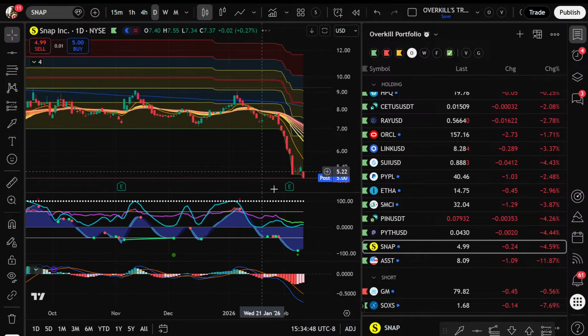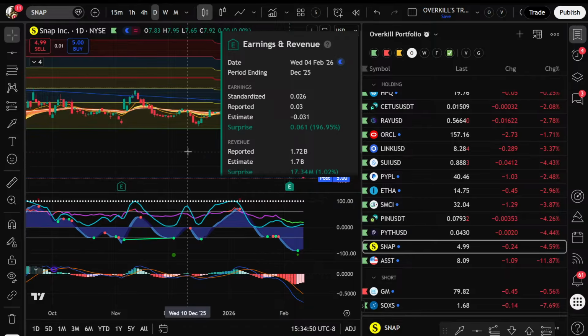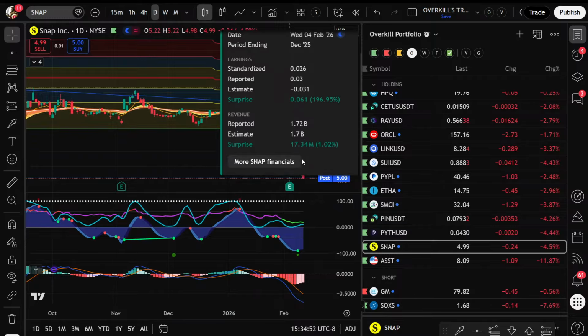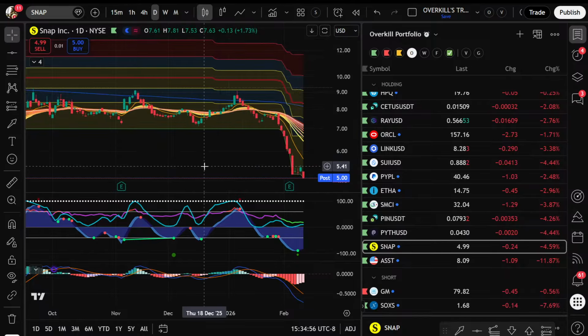They actually have a user base. DJT, their app does not have 477 million daily active users. Okay, they don't make 1.7 billion a quarter. So again, it was more of a fundamental swap than anything.